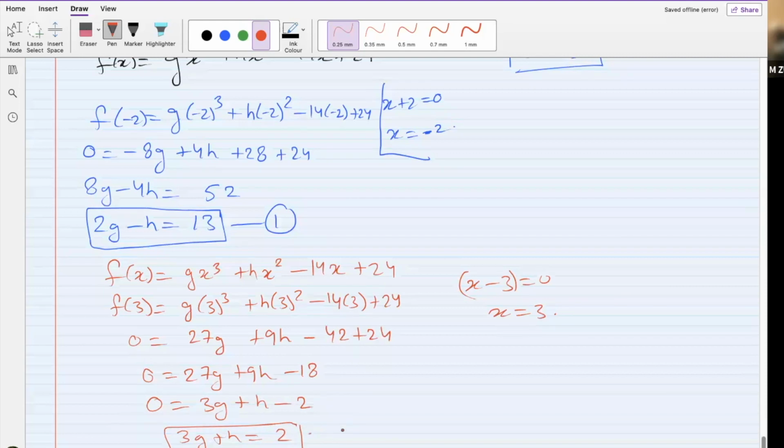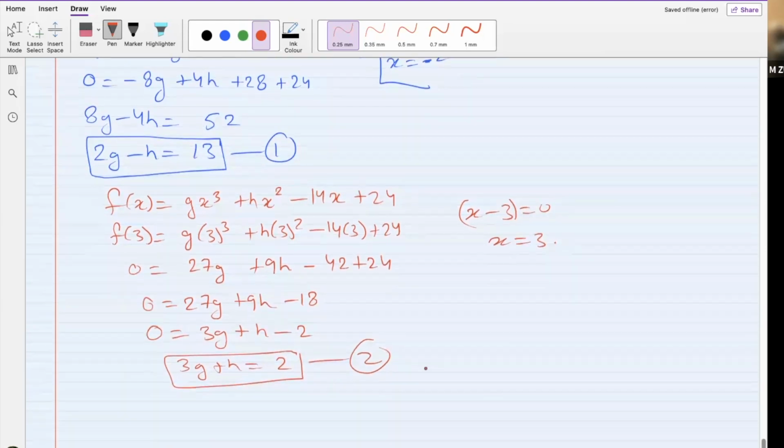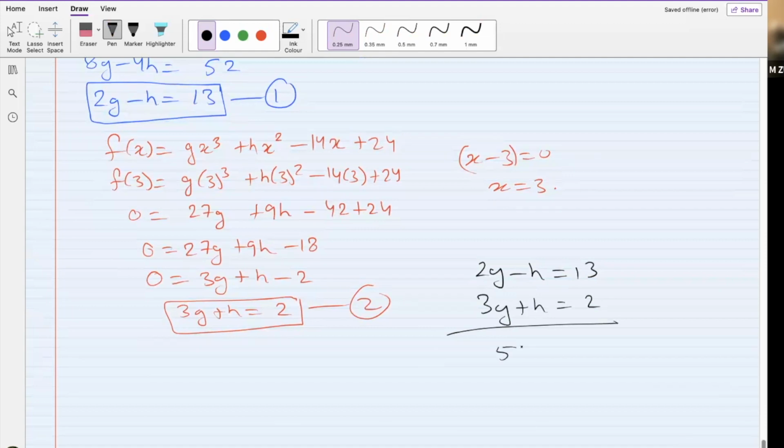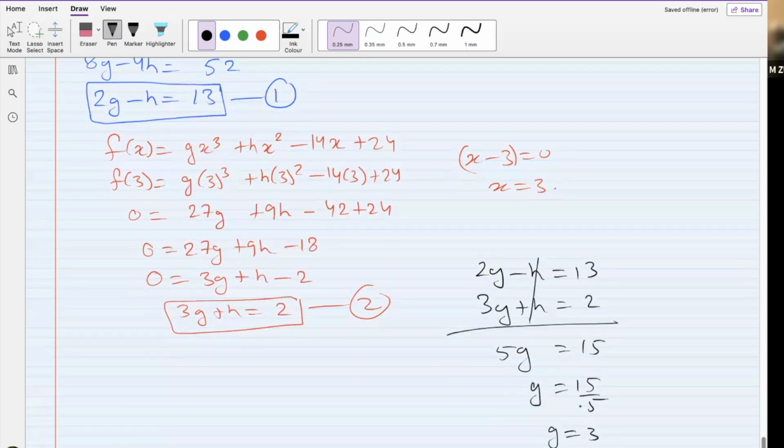This is equation 2. So we can clearly see that we can get rid of h by adding them, or else we'll either use substitution or elimination by rearranging them. So 2g minus h is equal to 13. 3g plus h is equal to 2. Adding these, 5g is equal to 15. G is equal to 15 by 5. G is equal to 3.